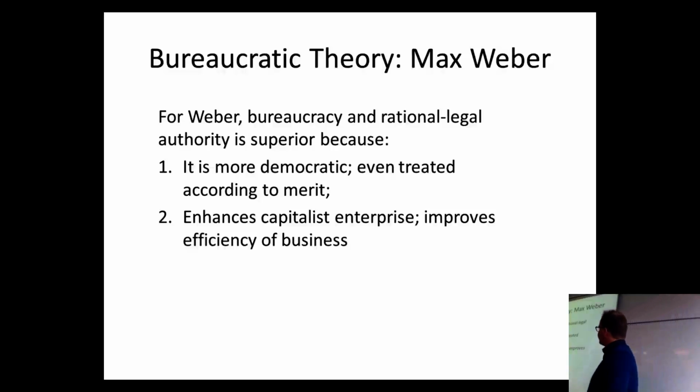Now for Weber, bureaucracy and rational legal authority is superior because it's more democratic. So even the largest enemies, probably finance systems and things like that, had very little ground for argument against it. Everyone is treated according to merit, so there's even a notion of positive benefit for the users, and it enhances capitalist enterprise, so it improves efficiency of business and de-incentivizes bribery, or again ties or nepotism or anything of that kind.